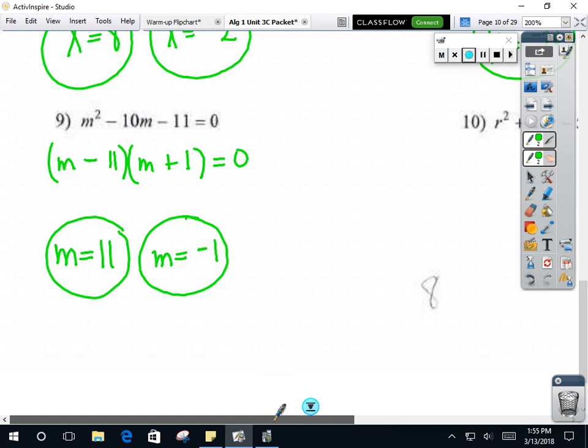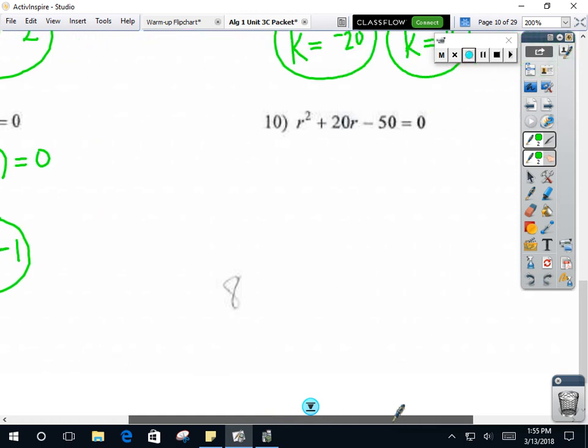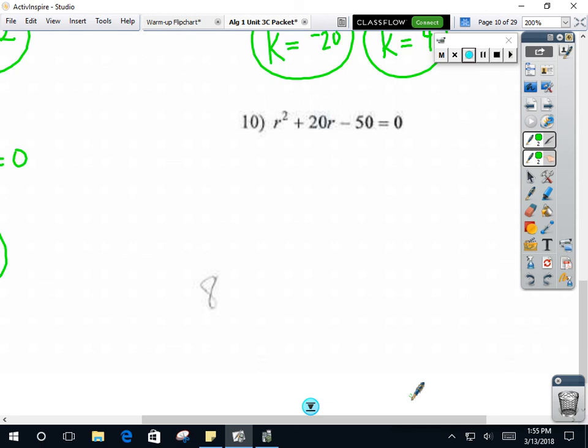Okay, number 10. Are there two numbers that multiply to negative 50 and add to 20? No, there is not. So what do we do first? Add the 50 to the other side. And so now you have r squared plus 20r. I'm going to go ahead and write in the blank to fill in, just to save writing. Now how do I fill in that blank? What do I put on both sides?